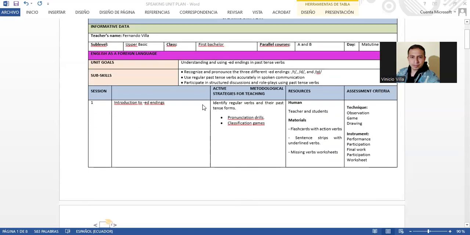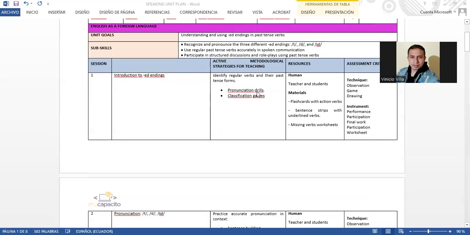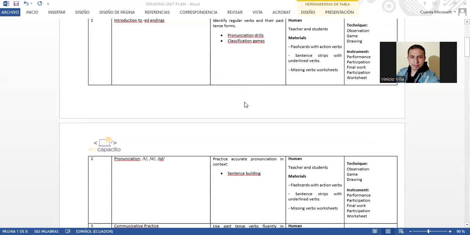The first one, introduction to ED endings. The main goal is understanding and using ED endings in past tense verbs. Sub-skills: recognize and pronounce the three different ED endings, phonemes T, D, ID. Use regular past tense verbs accurately in spoken communication. Participate in structured discussions and role plays using past tense verbs. Well, the first stage is introduction to ED endings. Identify regular verbs and their past tense forms, pronunciation drills, classification games.